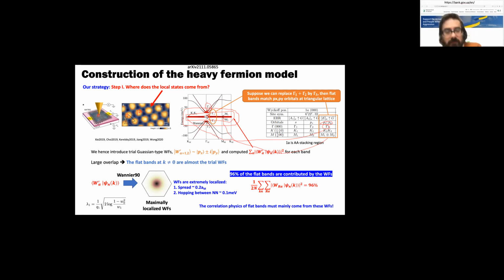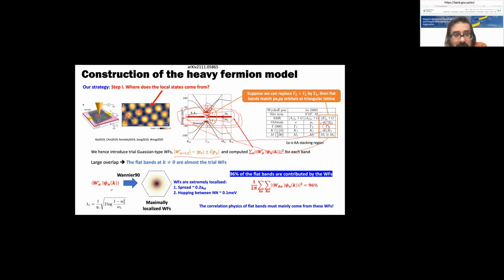So this makes you wonder about building Wannier states at the AA position. So what we do is we introduce 2 trial Gaussian-type Wannier states, which are px plus i py orbitals, which sit at the AA position, and compute their overlap with the 6 lowest Bistritzer-MacDonald bands per valley per spin, not just these two flat bands, but also part of the next bands, in order to have the correct representation gamma 3 at the gamma point.